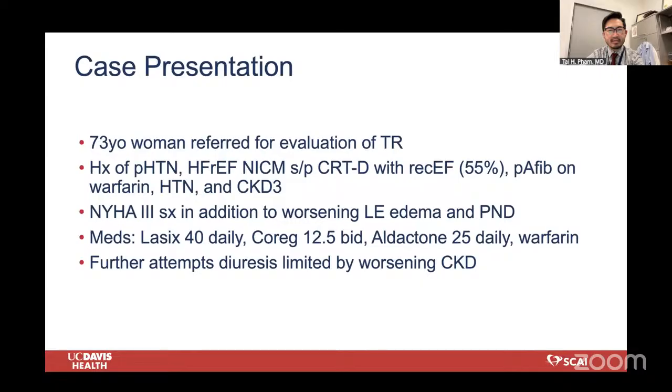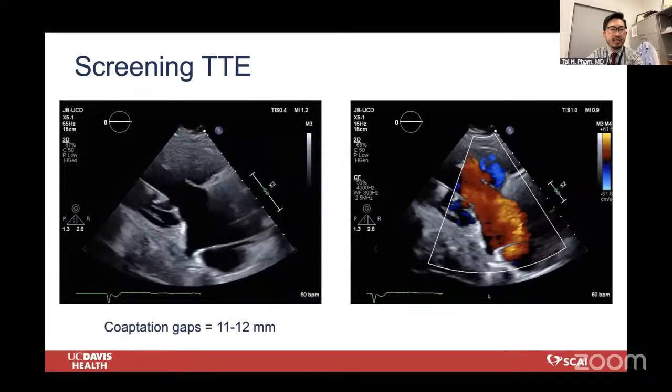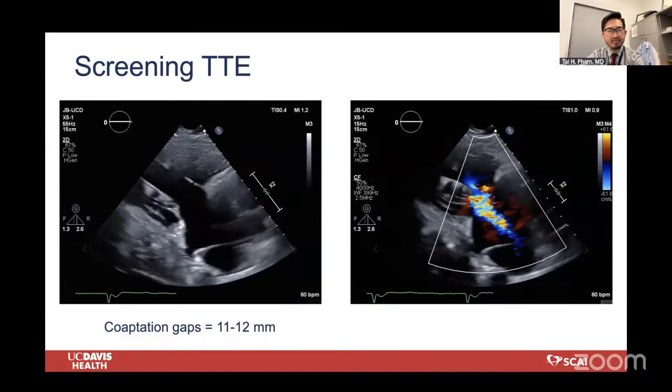And here are her medications. She's on Coreg, Aldactone, warfarin, and Lasix 40 daily. Unfortunately, despite further attempts at increasing her diuretic dosing by her referring cardiologist, her symptoms persisted and she developed worsening CKD, so they had to back off on that a little bit. On exam, she's V-paced, heart rate is in the 60s, mildly hypertensive. Her creatinine is elevated, but that is at her baseline, and she has an elevated NT-proBNP of 2200 and a therapeutic INR.